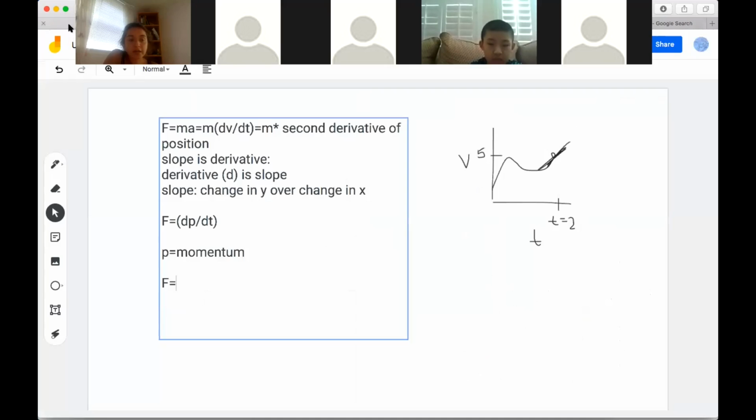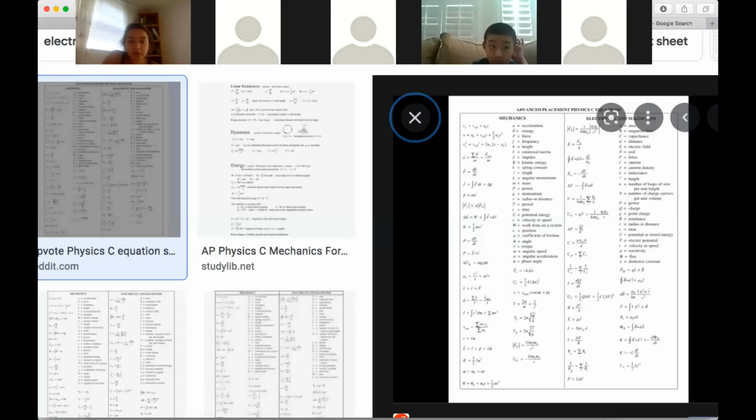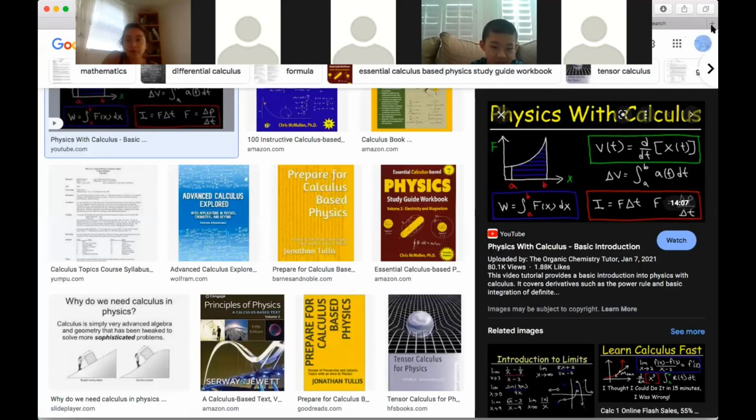So J is the change in momentum, which is impulse. J equals the integral, here I'll draw that, of F dt equals change in p. Okay, I just exited that, so I'll have to get that back up.